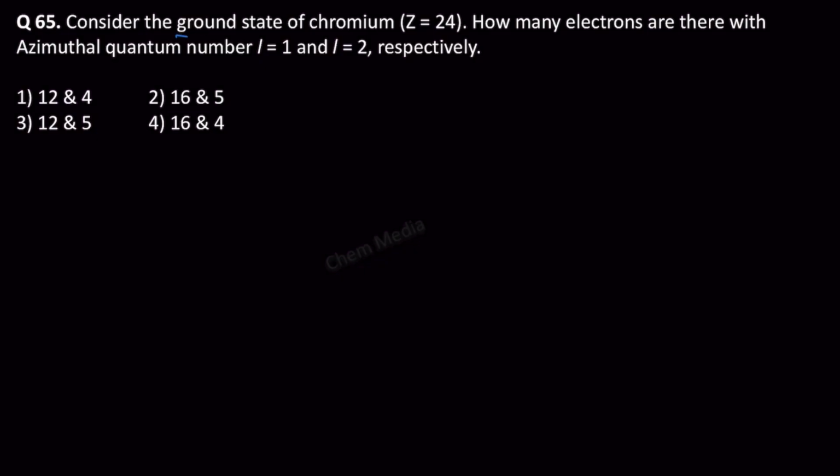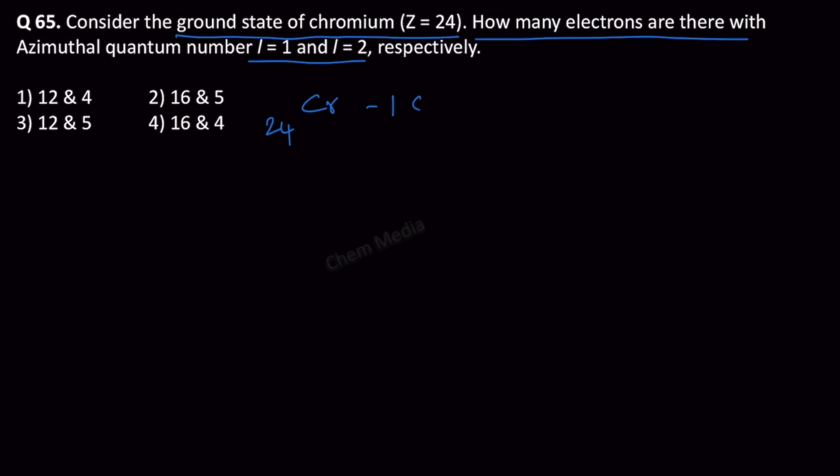Consider the ground state of chromium. How many electrons are there with the azimuthal quantum number L equal to 1 and L equal to 2 respectively? Let us first write the electronic configuration of chromium. Atomic number is given as 24. Therefore, we have 24 electrons.